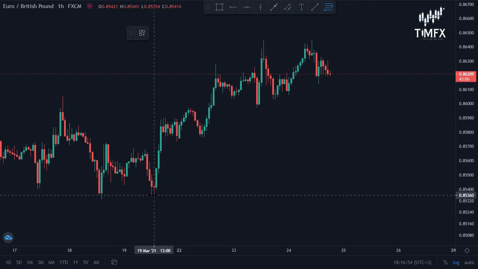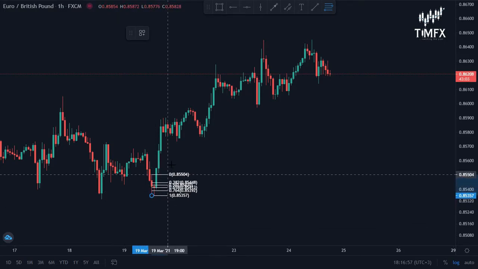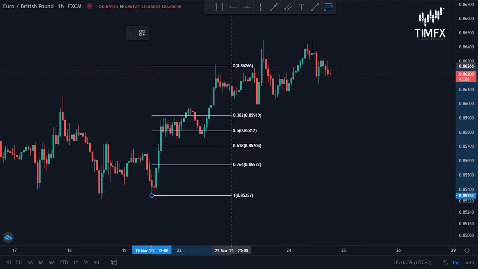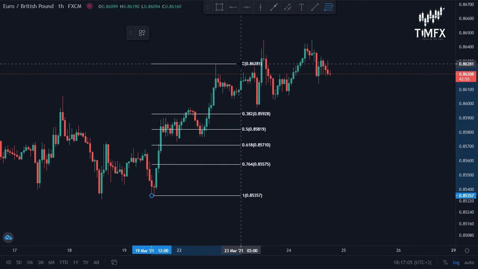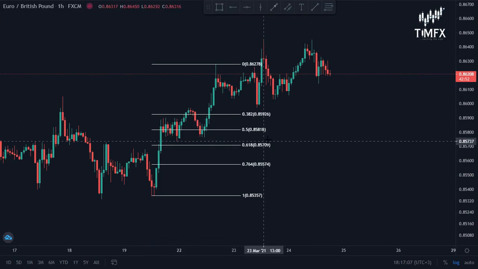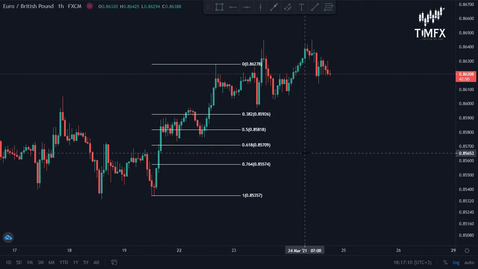So let's start from here. Let's draw it from here, the lowest point. We stop here. Okay, highest point. So you will notice these are the Fibonacci levels I use. I use the 100%, the 76.4%, the 61.8%, the 50%, the 38.2%, and the 0%. So it's just left for you to identify the ones that work best for you. Actually, some forex traders don't use the 76.4%. I decide to use it.